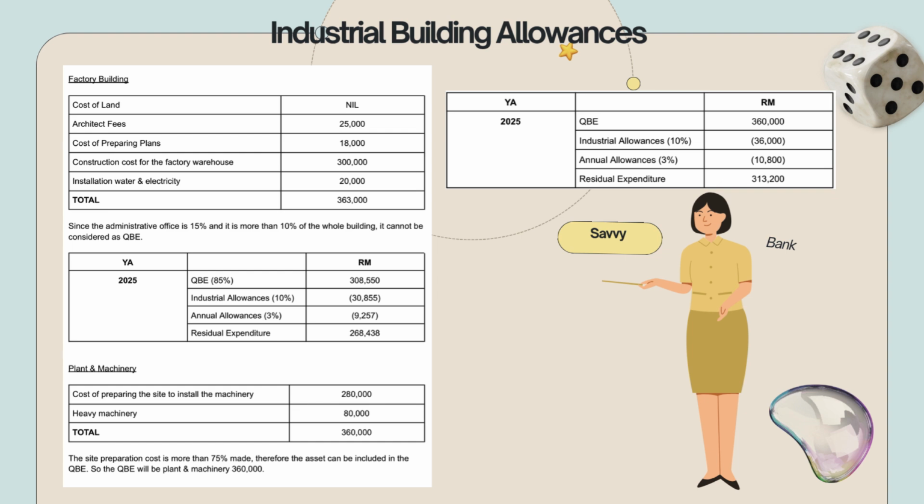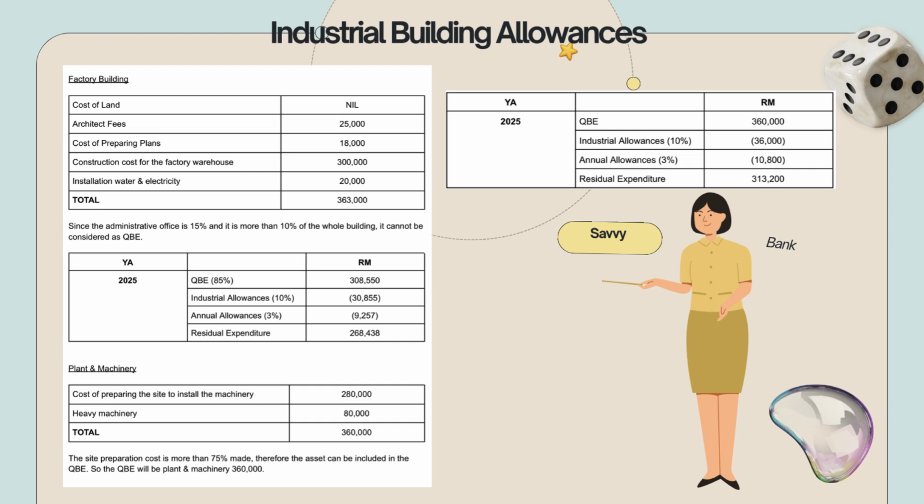Besides that, the administrative office occupies 15% of the building. Since it is more than 10% of the total building area, it cannot be treated as qualifying building expenditure, or QBE. Therefore, only 85% of the total cost qualifies, giving us a QBE of RM 308,550. Next, we calculate the allowances.